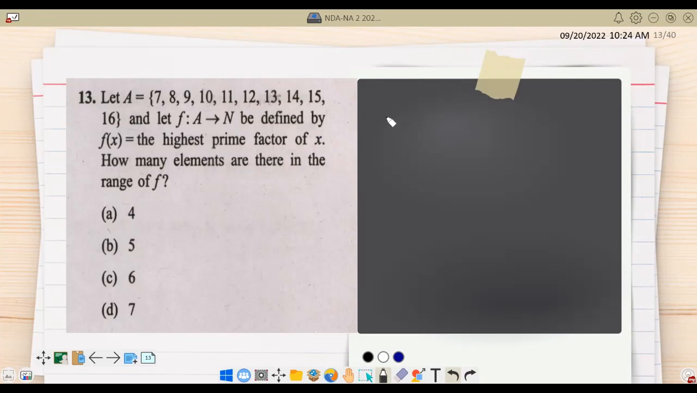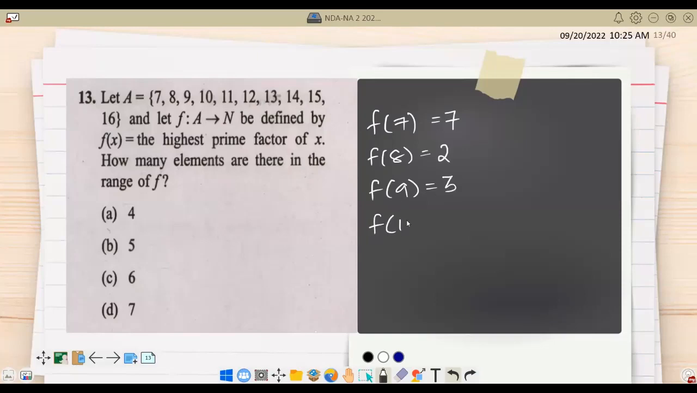This is a very simple problem. We just need to write the function for everything. For example, function of 7 is 7. Function of 8: what is the highest prime factor of 8? That is 2. Highest prime factor of 9 is 3. Highest prime factor of 10: 10 can be written as 2 into 5, so both are prime numbers, and obviously the function of 10 will be 5. The function is finding the highest prime factor; that should be kept in mind. F of 11.